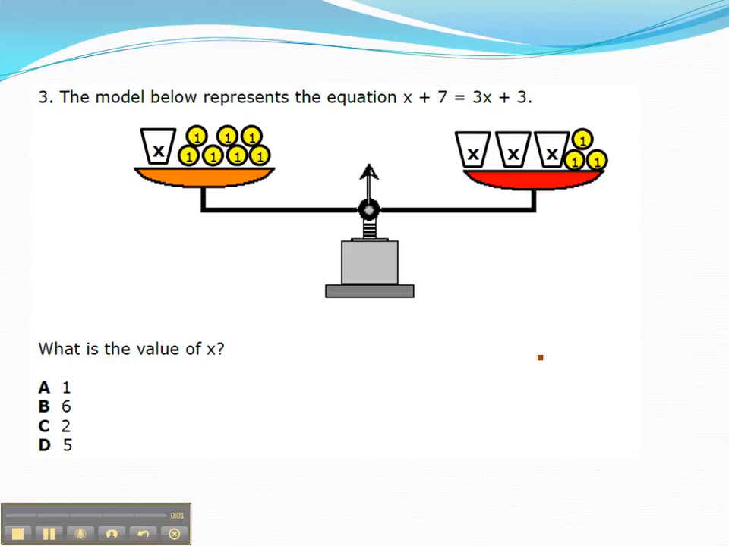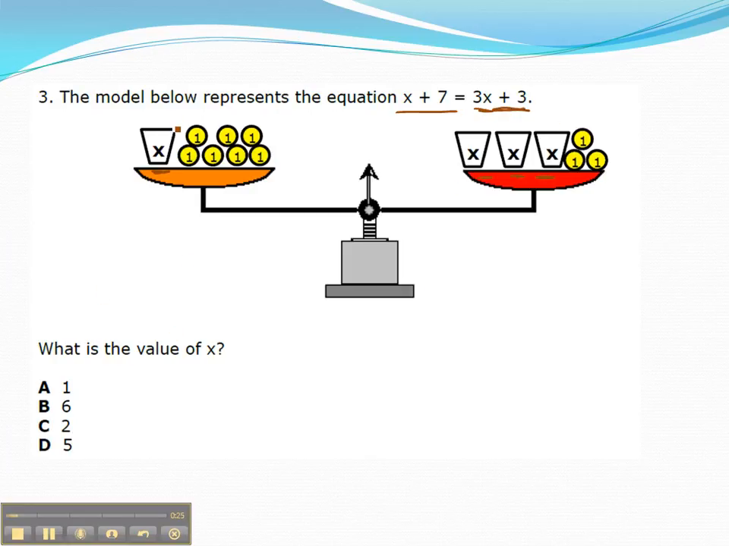Okay, problem 3. The model below represents the equation x plus 7 equals 3x plus 3. Let's first make sure we agree with that equation that we've been given. We have 1x here and 7 chips, so that is x plus 7. And on the other side we have 3 x's. X plus x plus x is the same as 3x plus 3 additional chips, so that equation is correct. And we're trying to find the value of x.